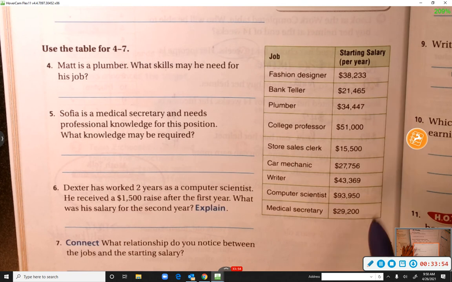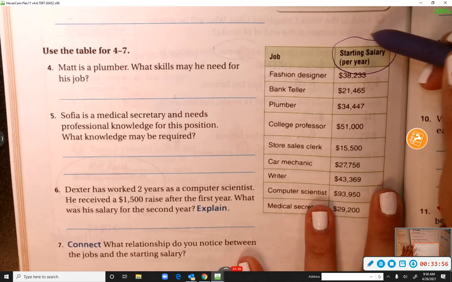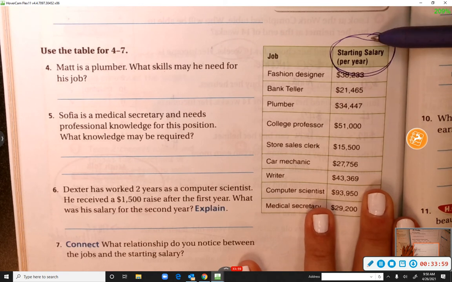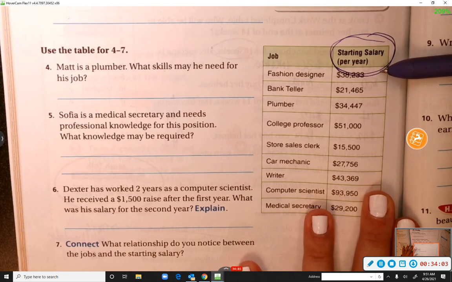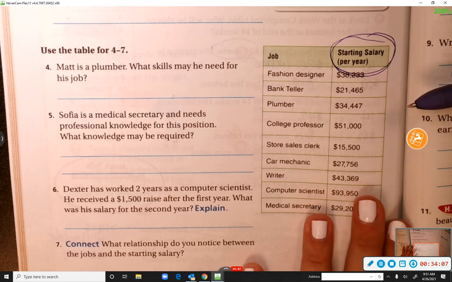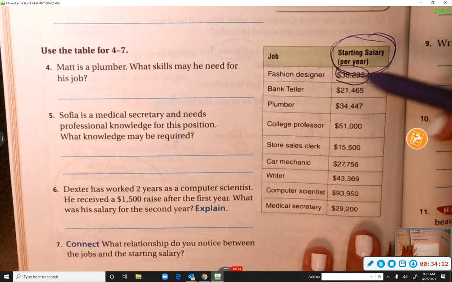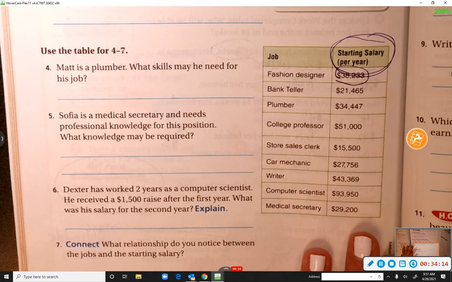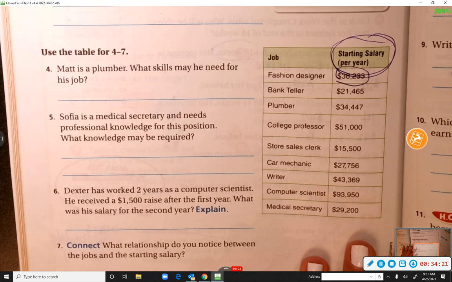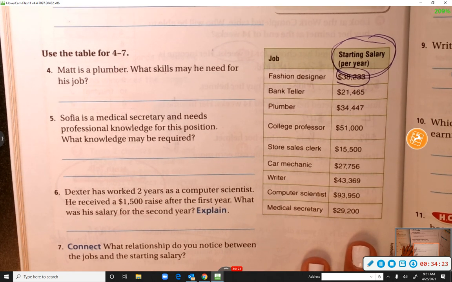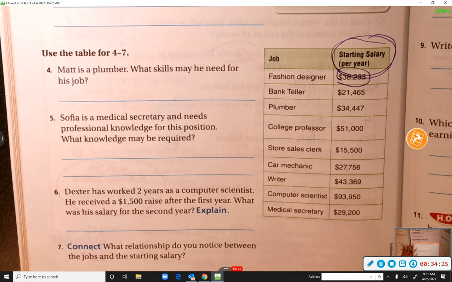So it has starting salary. What does that mean? Starting salary means when you start out with a new job, that's what you're going to get paid in the first year. Okay, so a fashion designer, $38,233 for the year. Bank teller, $21,465 for the year. So which one gets paid the most?